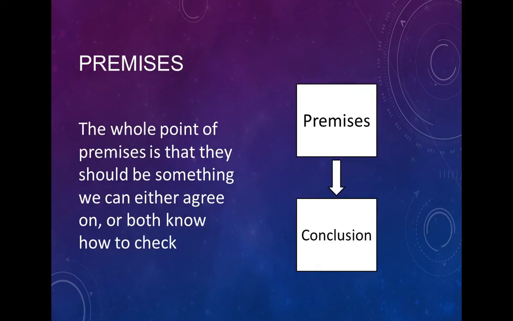We're going too slow here, so I've got to move along. The whole point of the premises is that they should be something we can either agree upon or know how to check. You don't necessarily have to agree automatically about all the premises in an argument, but if you don't know how to check them, then they're not good premises. This is the point of premises. The difference between an argument and an explanation is that you agree on the premises.